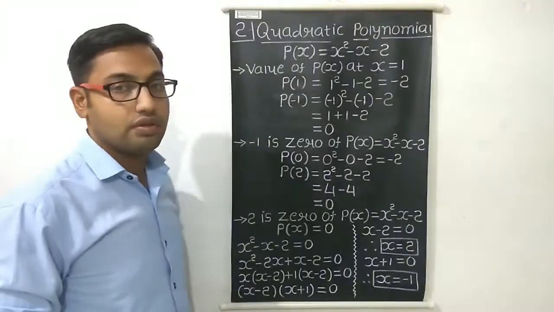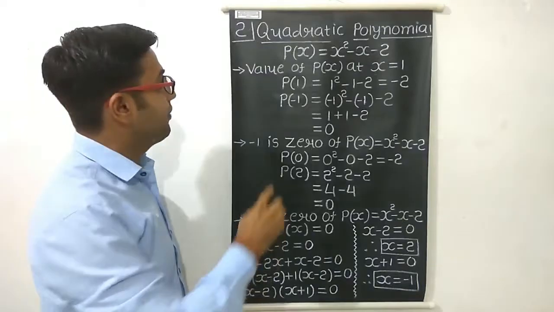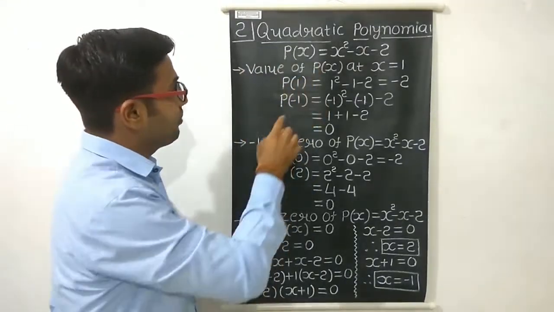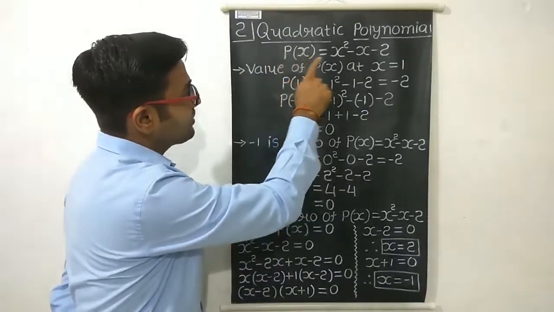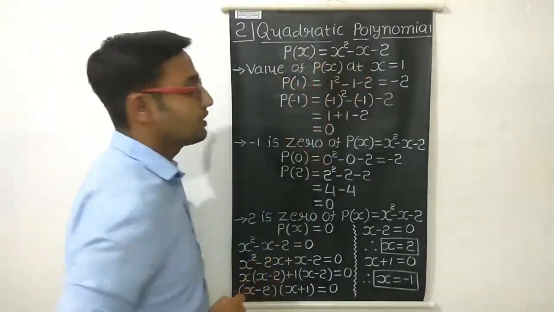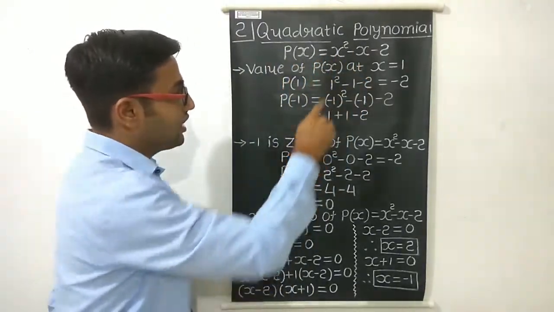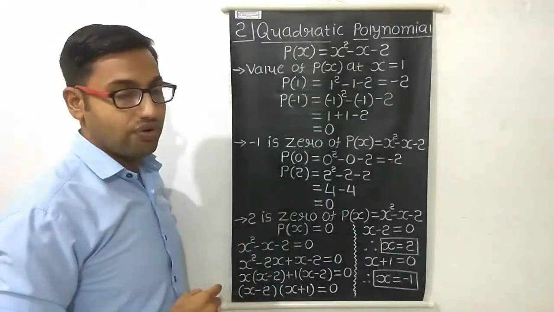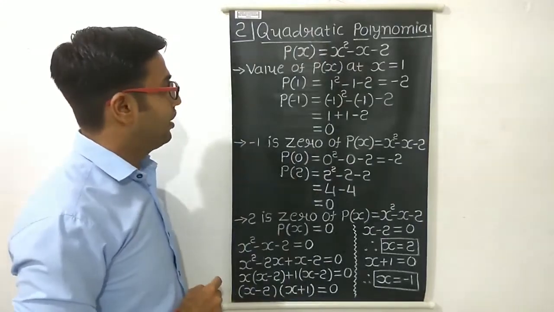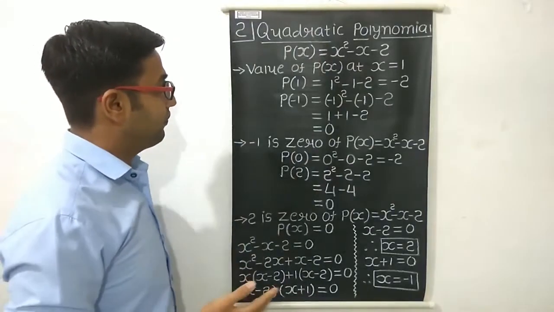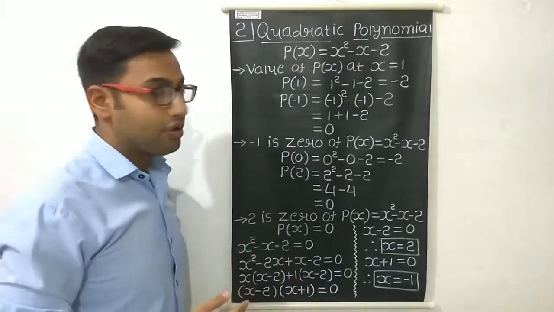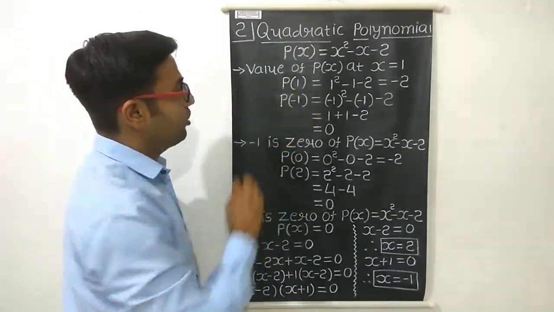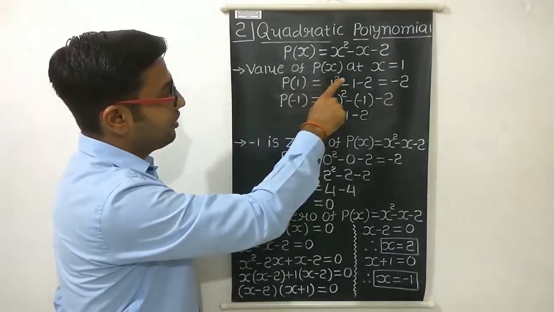So the second type is the quadratic polynomial. One example of a quadratic polynomial is p of x equals x square minus x minus 2. Here the degree of this polynomial is 2. That is why it is in the category of quadratic polynomial. So again, as we have seen in the linear polynomial, we will find the value of this polynomial at different numbers.